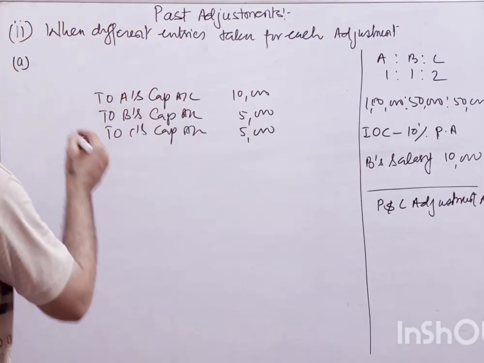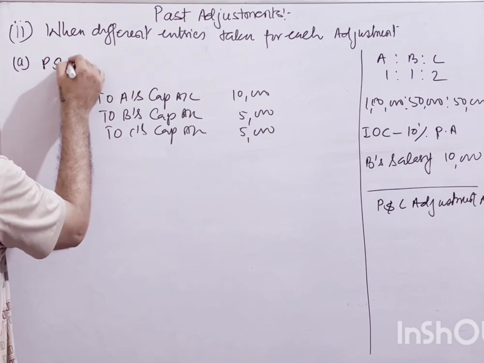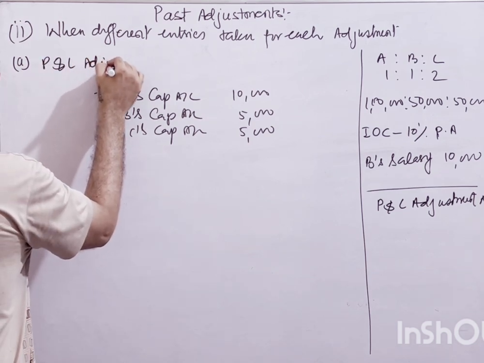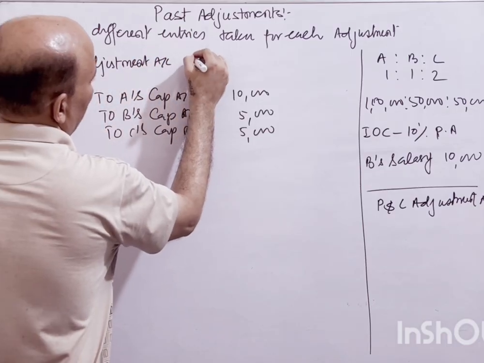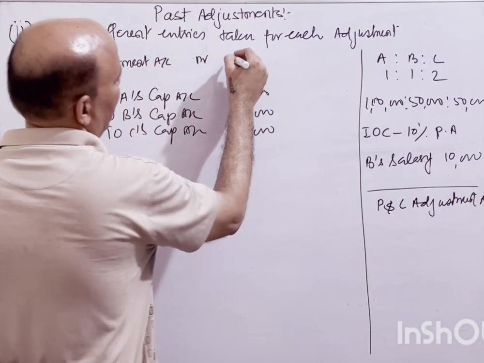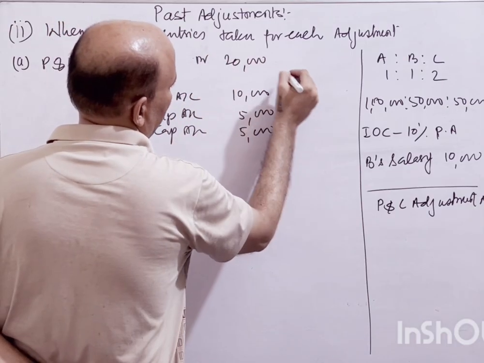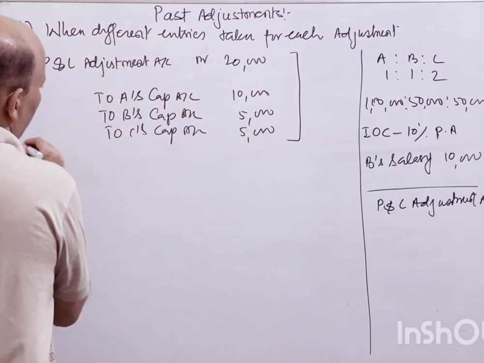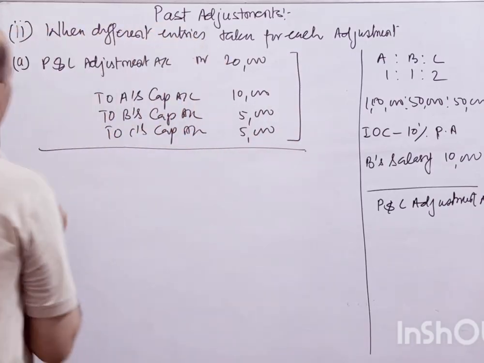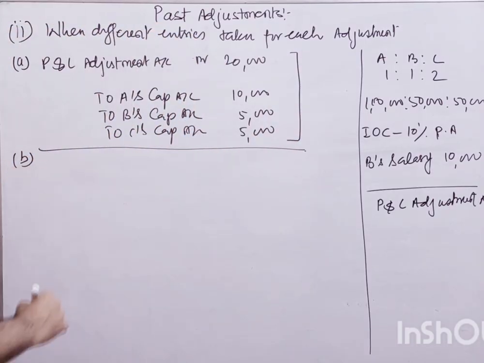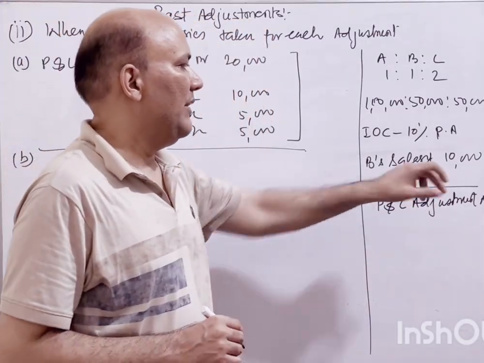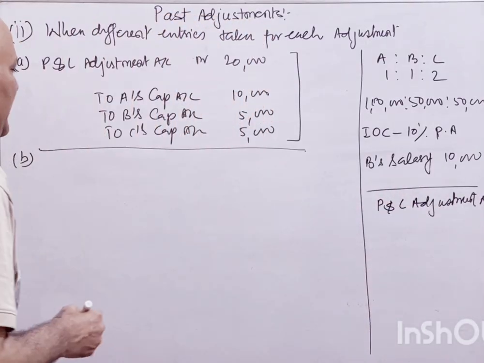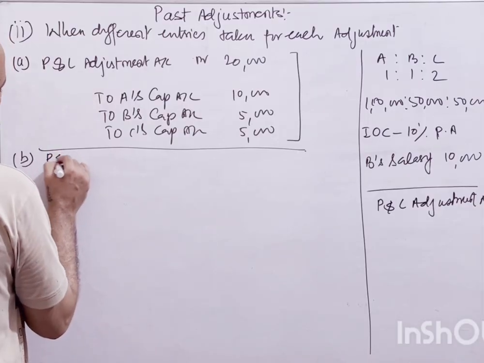Now we have to do through profit and loss adjustment account, right? So profit and loss adjustment account has been debited by 20,000. बस ये ध्यान रखना, ठीक है? This is the first entry. Now second, B's salary. We have forgot to give the B salary. So obviously profit and loss adjustment account debit.